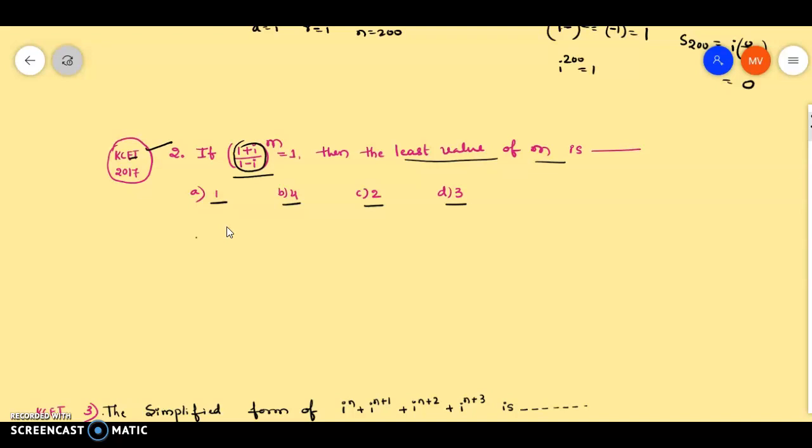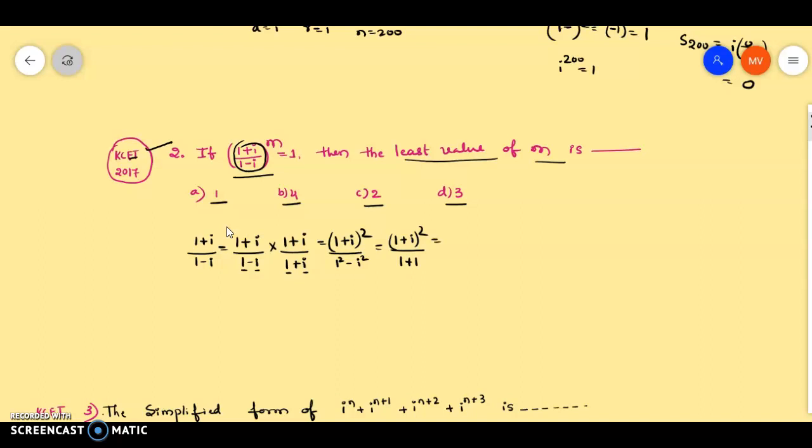Okay, so that is 1 plus i divided by 1 minus i. I will rationalize the denominator: 1 plus i divided by 1 minus i, into 1 plus i divided by 1 plus i. Just interchange the sign. That is equal to 1 plus i whole square divided by, this is in the form of a minus b into a plus b, that will be a square minus b square, that is 1 square minus i square, that is equal to 1 plus i whole square divided by 1 minus (minus 1), so minus of minus is a plus, that is equal to 2.